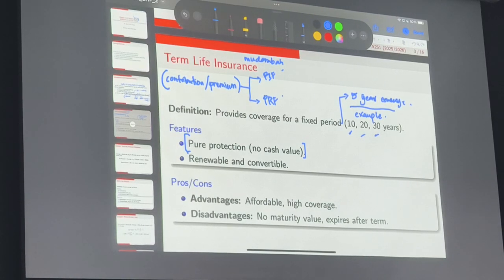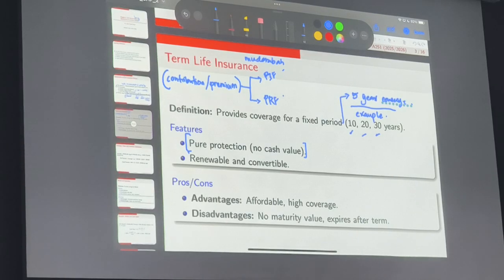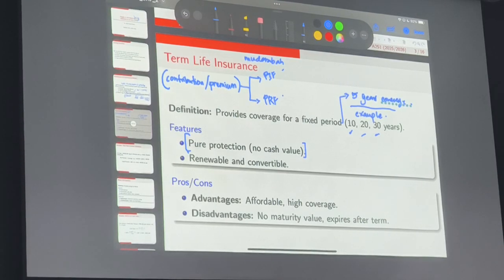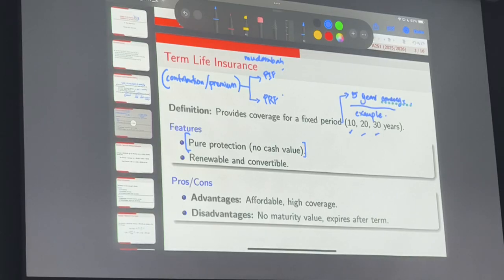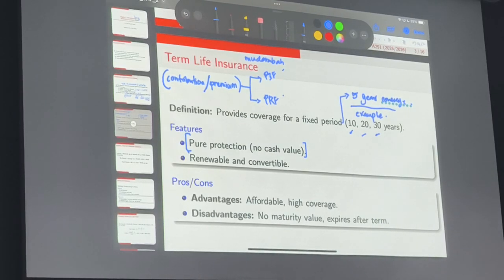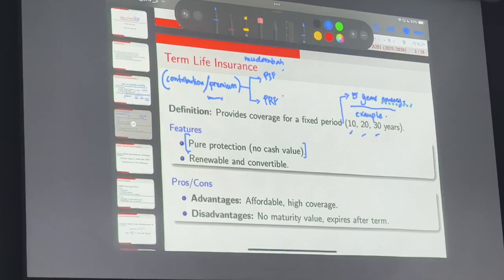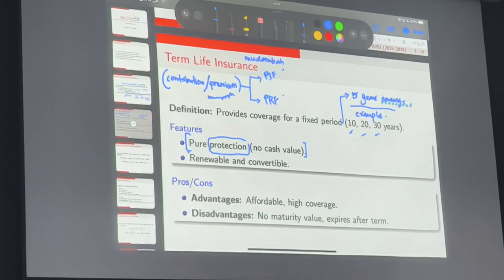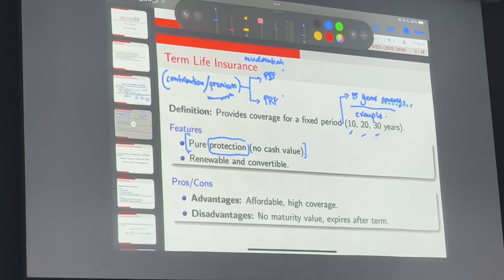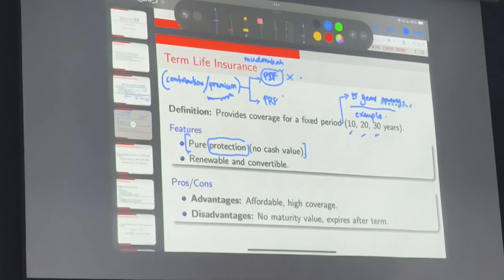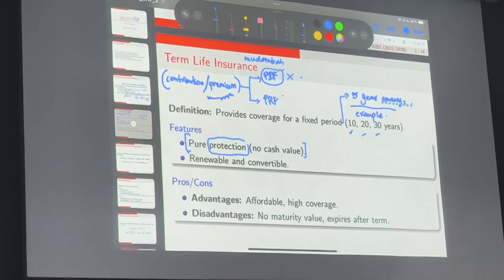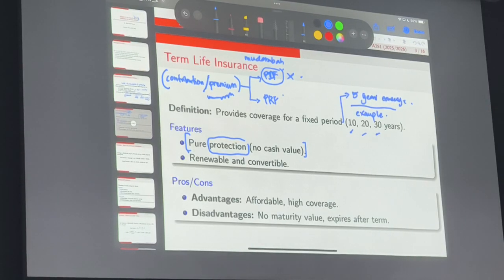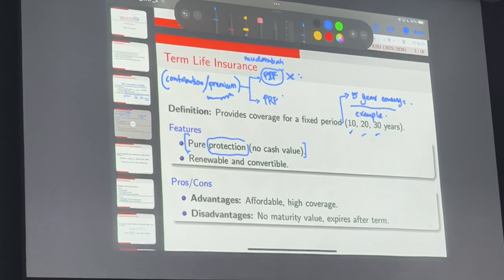Right? So in the case of term life insurance, the premium that is used here is purely for protection. There is no such thing as investment. No kind of pool, okay? Protection pool ni kat sini. So this is just for protection.